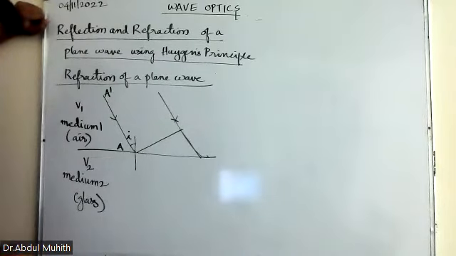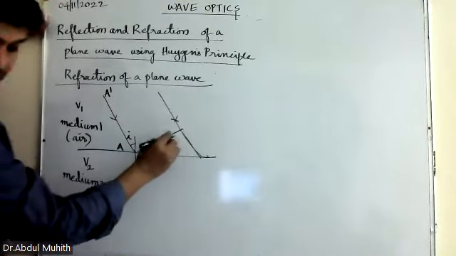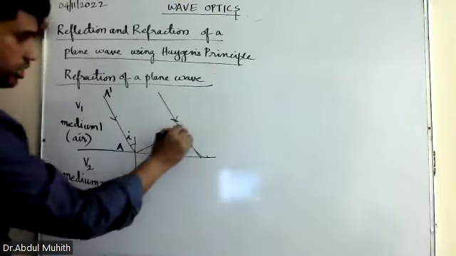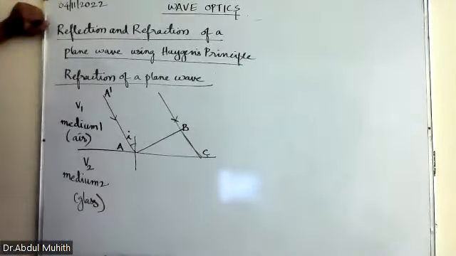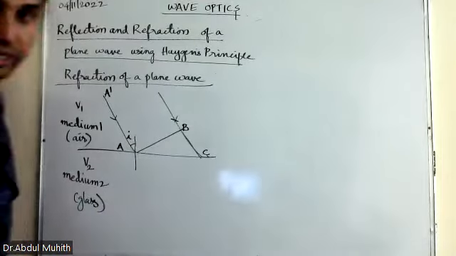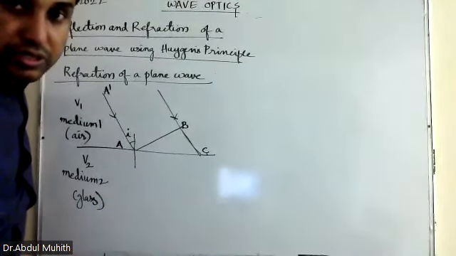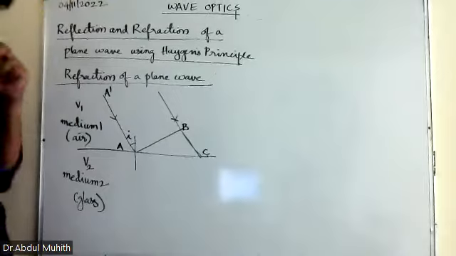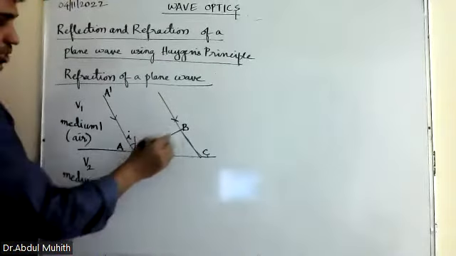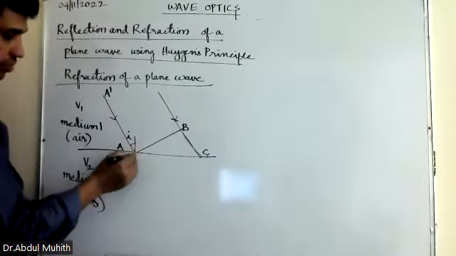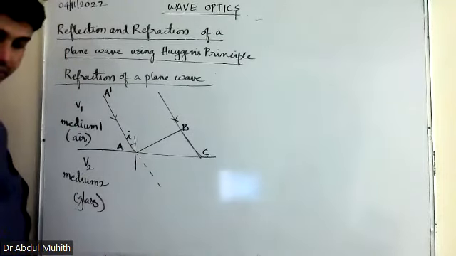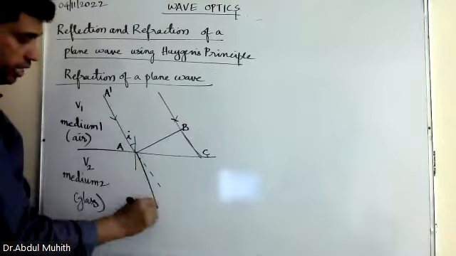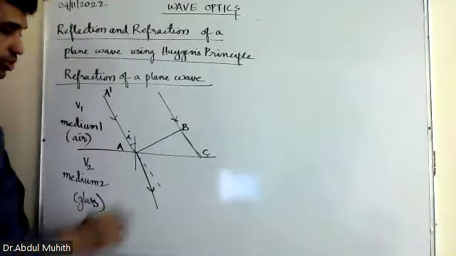Now let this be B and let this be C. So when A touches the interface, B is still in air. When this already refracts, what happens? Does it bend towards the normal or away from the normal? It bends towards the normal, right? When the light is traveling from air to glass, towards the normal.